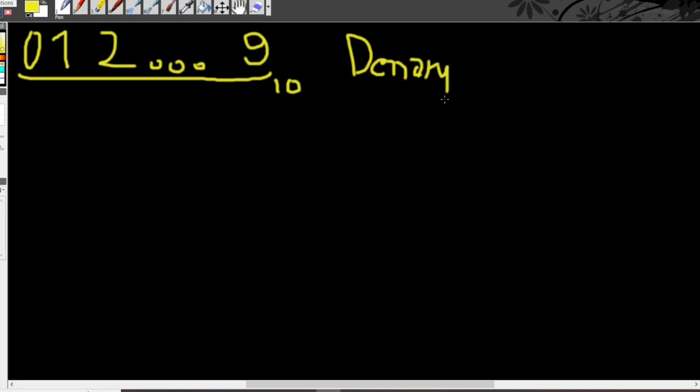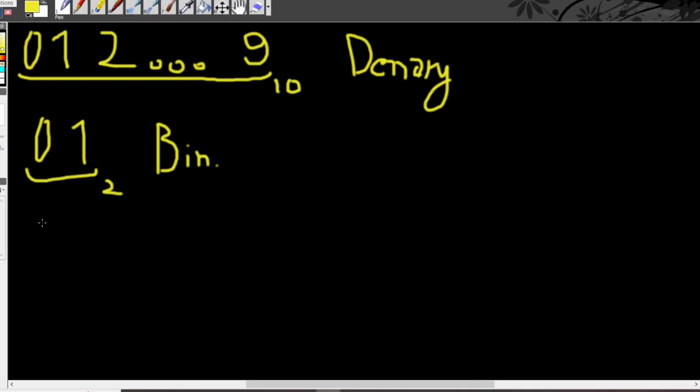D-E-N-A-R-Y. So this is the denary number system. The binary number system, on the other hand, has only two possible digits to represent all of its data. Therefore, it's a base 2 number system. And I'm just going to write B here for the sake of your time, but you know we are talking about the binary number system.